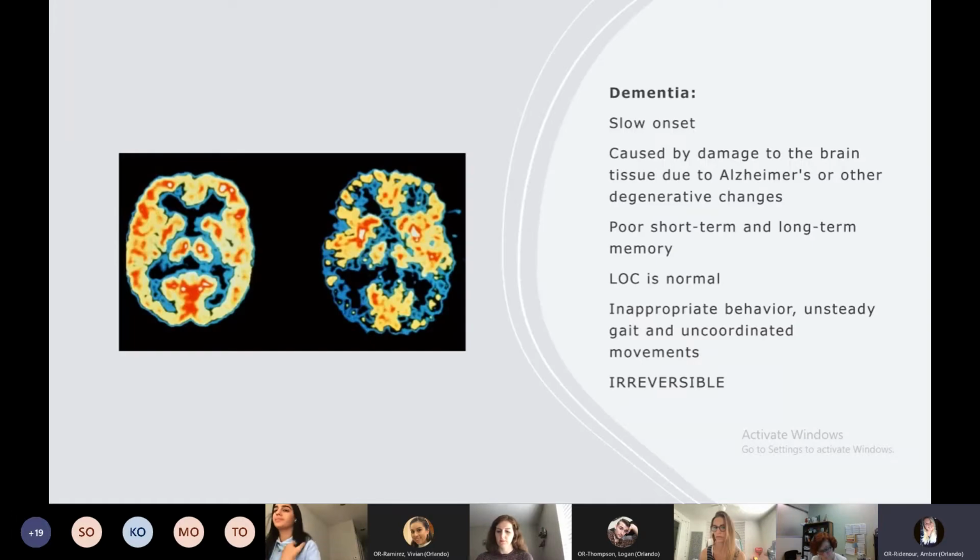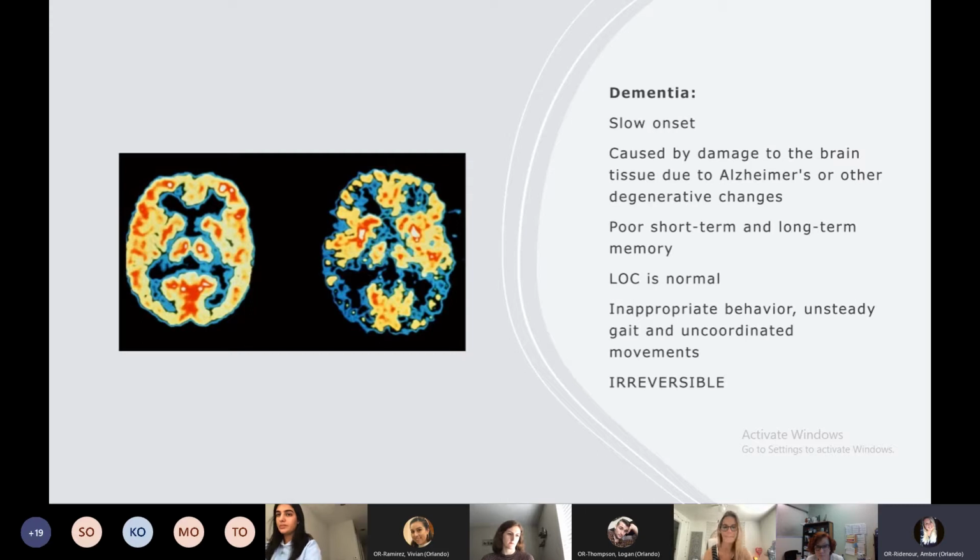So dementia is a slow onset. It is caused by damage to the brain tissue due to Alzheimer's or other degenerative changes. Later on in the presentation, we will talk about the different types of dementia. There's quite a few. So with dementia, it not only affects poor short-term memory like delirium, but it also affects the long-term memory. The level of consciousness, though, in dementia is normal.